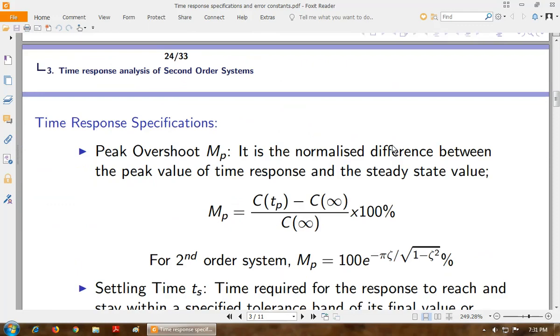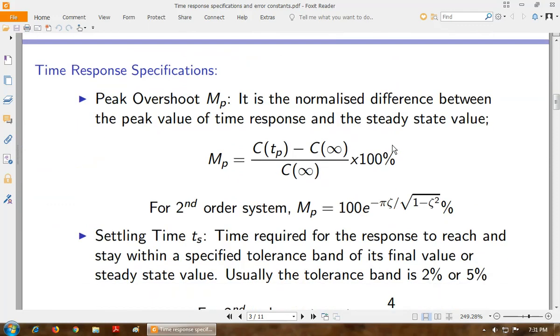Two more parameters are left which are concerned with the time response specifications of a second order system. The peak overshoot is the normalized difference between the peak value of the time response and the steady state. We just saw that when we get the first peak, there will be a difference between our desired value and the response which is shown by the system.